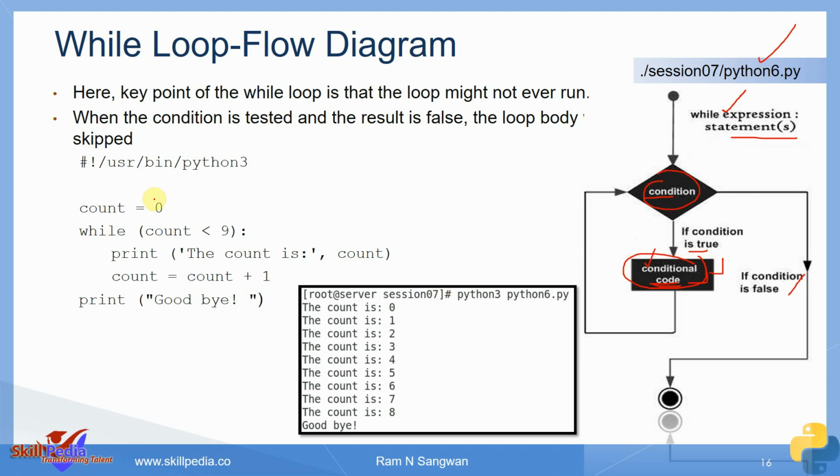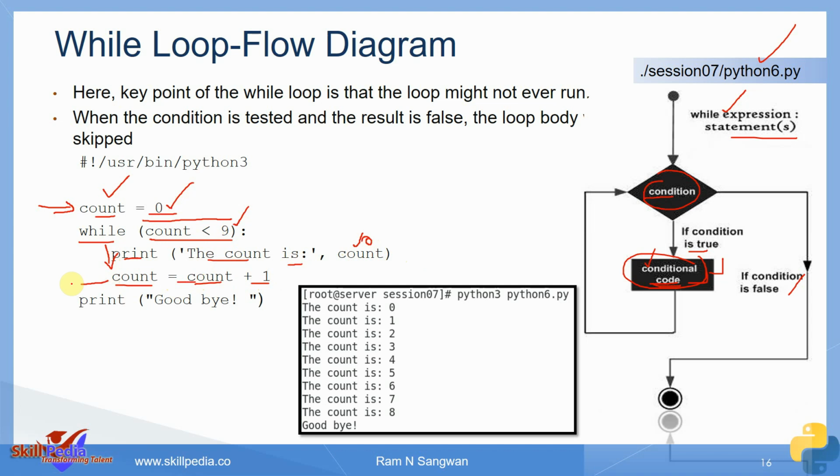This is repetition. Now this example makes the concept simple. Count equal to 0. This is the initial condition. While count less than 9: I know the count is 0, so it is less than 9 and it will go inside the loop. Print the count is, and the value of count, which is 0 right now, so it will print 0. Now I am incrementing the count: count is equal to count plus 1. After this statement is executed, count will become 1.